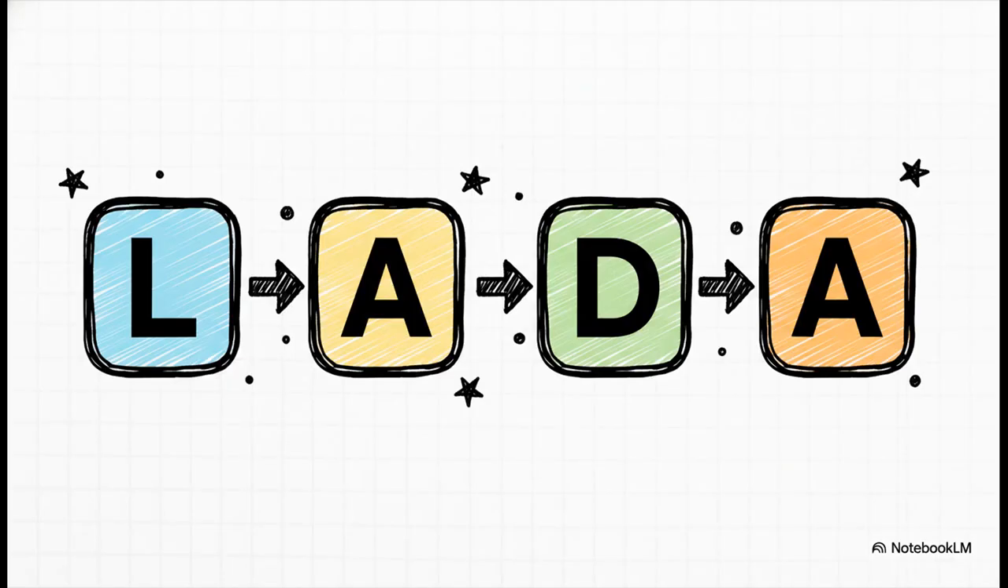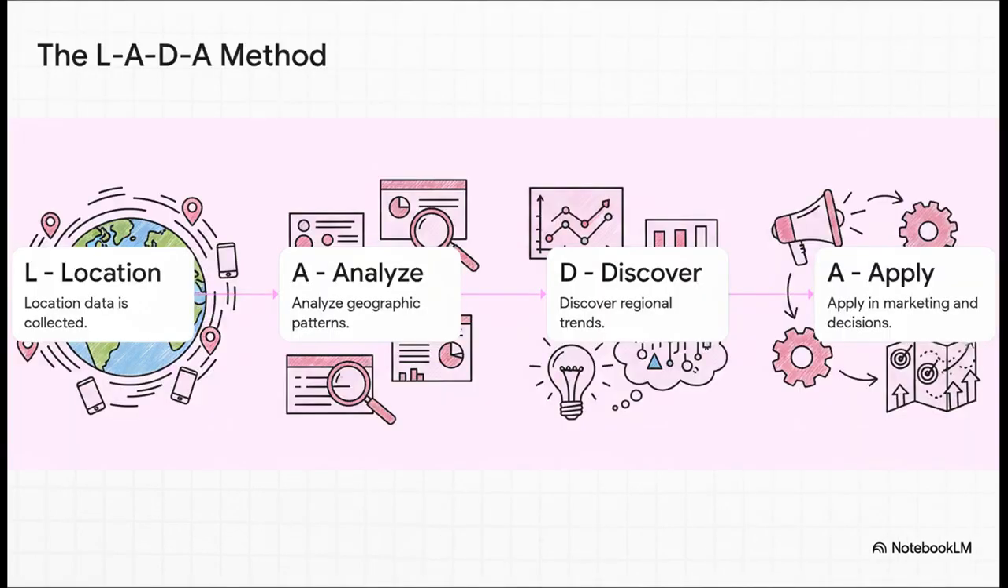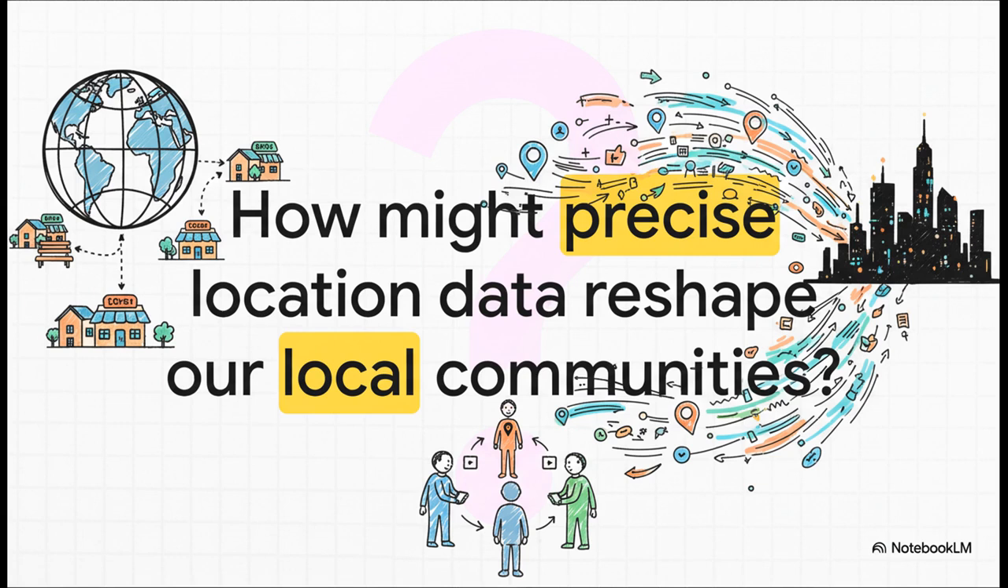And hey, to make the whole process easier to remember, I've got a little memory trick for you. It's a simple acronym that breaks down the whole flow. Just remember LADA. So what does LADA stand for? It's the 4 key steps. First, L is for location data. You have to collect it from sources like GPS and geotags. Next, A is for analyze. You analyze that data to find geographic patterns. That leads you to D, which is to discover regional trends and insights. And finally, the last A is to apply that new knowledge to your marketing strategies and your big decisions. LADA. Simple, right?